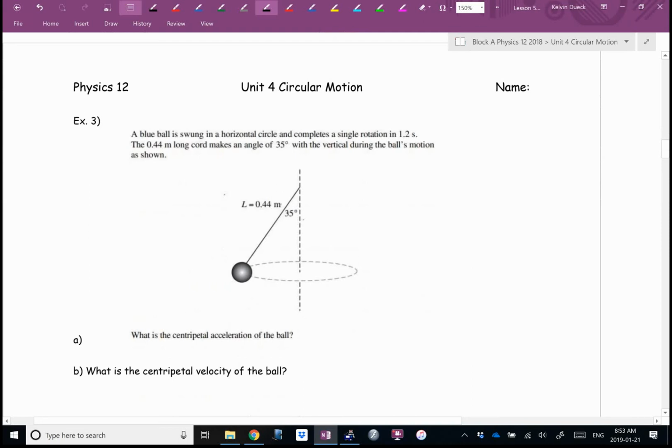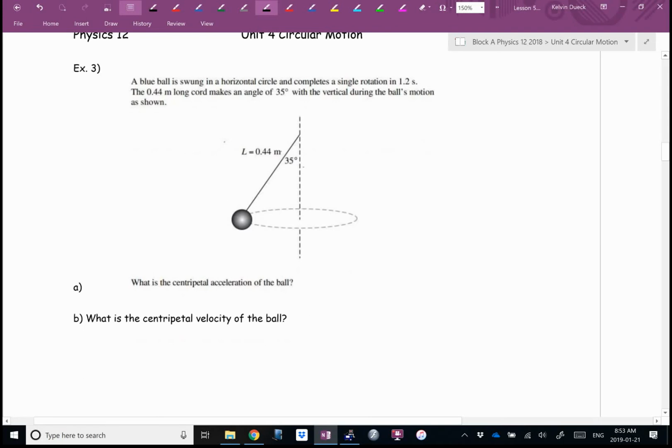So what can I ask you? A ball is swung in a horizontal circle, turn the page, and it completes a single rotation in 1.2 seconds. The cord makes an angle of 35 degrees, as shown below. Okay. Dylan, what does A want me to find?